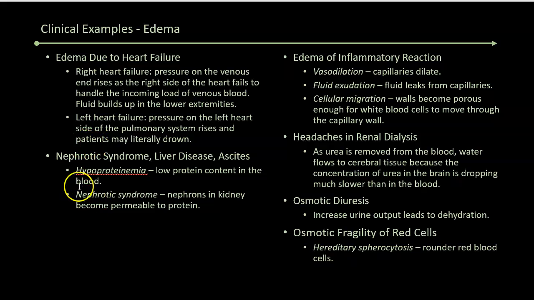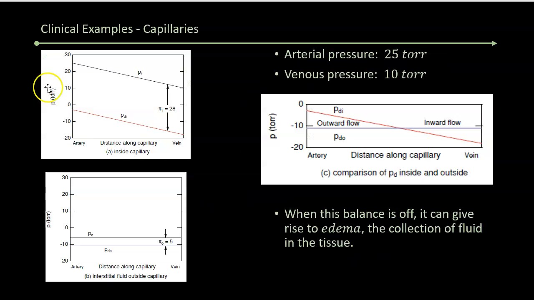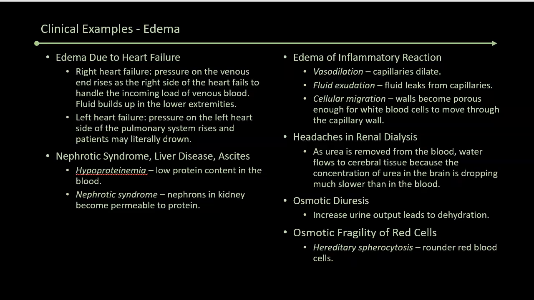Nephrotic syndrome or liver disease, ascites, these involve low protein content in the blood, right? So you have low protein content in the blood, and that changes these pressures, and you get fluid flowing the wrong way. You get fluid flowing out in ways you don't want. So you get too much going on. You end up shedding a lot of fluid in this.